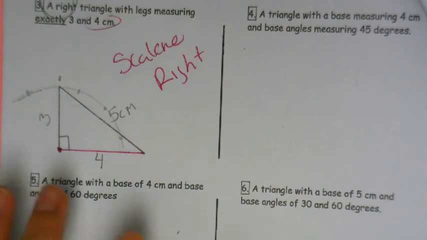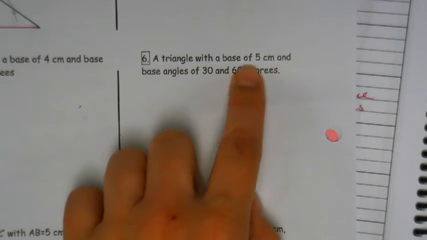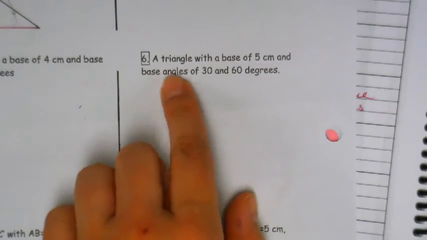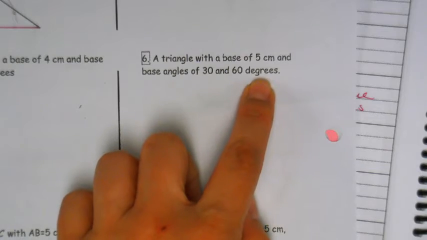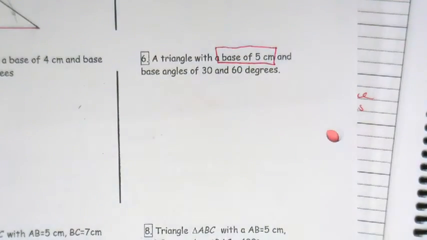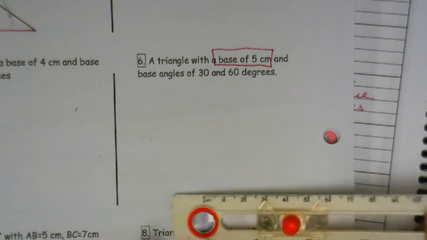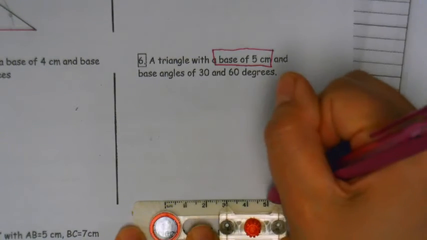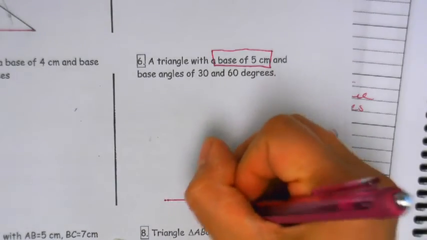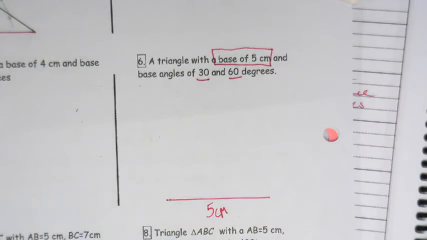Let's do number 6. I think number 6 would be easier. A triangle with a base of 5 centimeters and base angles of 30 and 60. So what do I start with? Base of 5 centimeters. Everyone should be able to do that. Base of 5. Go. So base of 5. Okay. Now, base angles of 30 and 60.